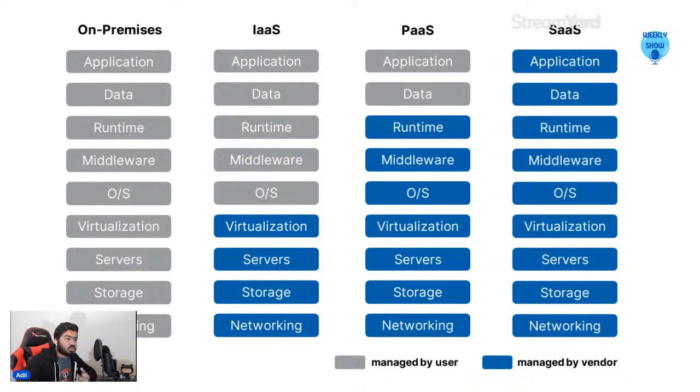So in on-prem, you are the owner, so you manage all of these services. In infrastructure as a service, you manage the middleware, operating system, and your application. In platform as a service, you manage your application. You don't need to be worried about the operating system. But in software as a service, you don't need to be worried about anything. You just send an email, and your work is done.